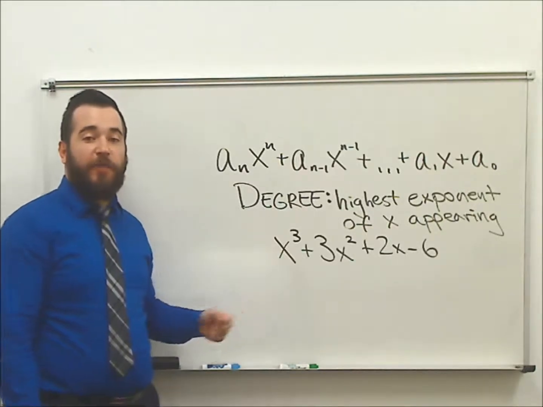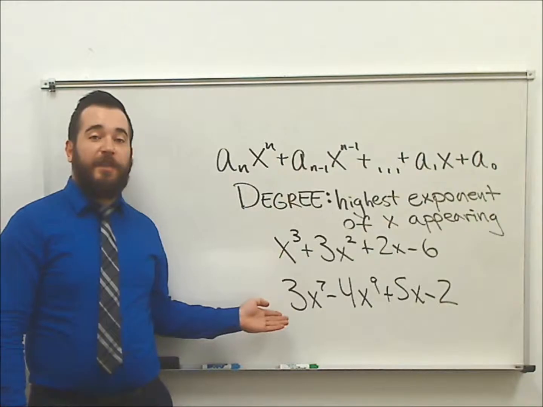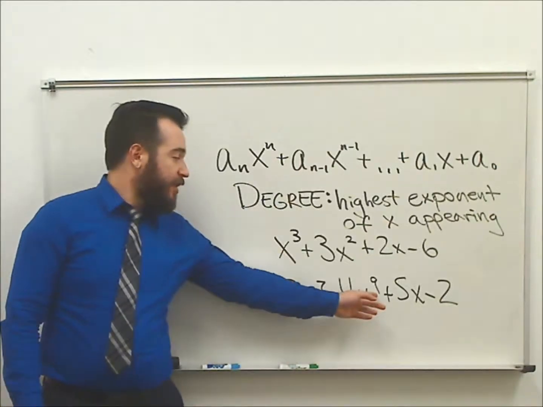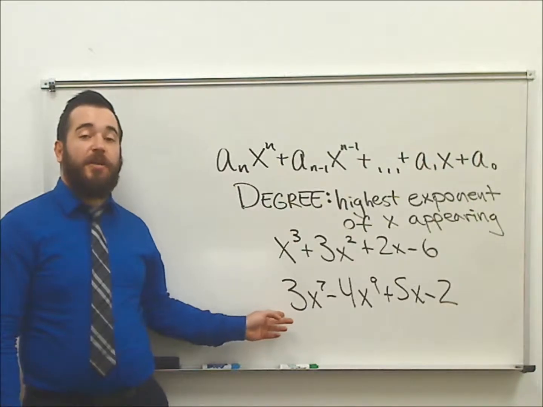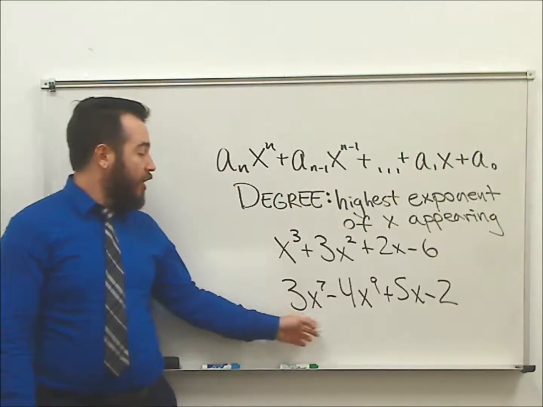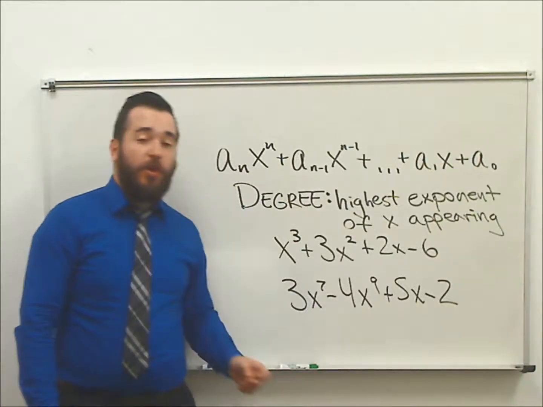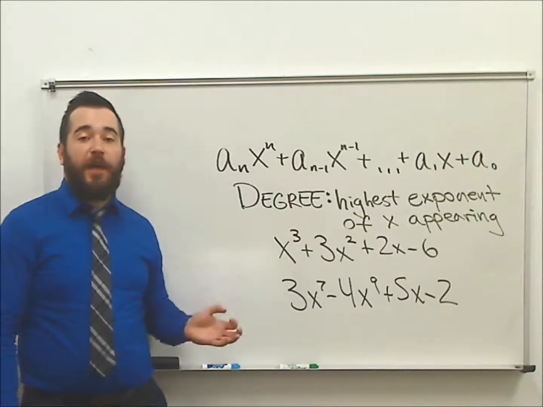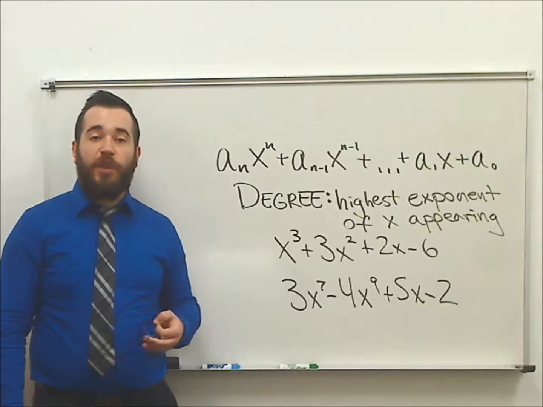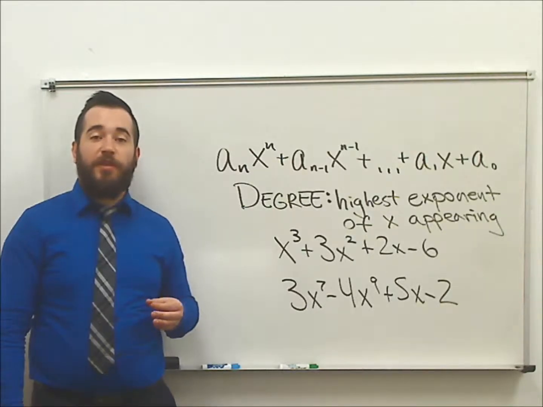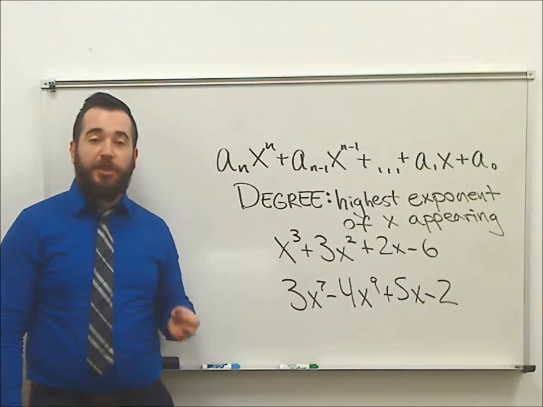So for example, for this one, the highest exponent of x is a 9, so the degree of this polynomial would be 9. Keep in mind, we're not worried at all about our coefficients. We just want to know the highest power of x. And the reason why we want to know this is because the degree of a polynomial is one of the things that most influence its shape.